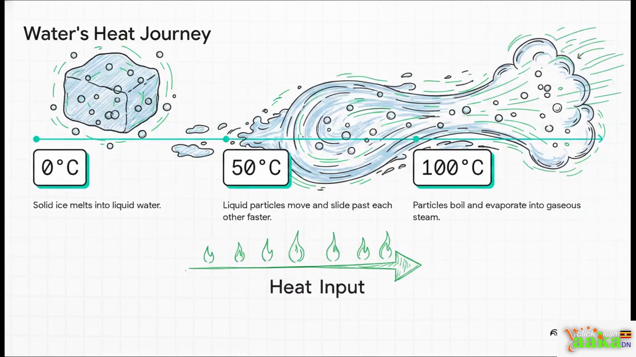We can map this whole journey perfectly using something we see every day: water. Down at 0 degrees Celsius, solid ice gains enough heat to melt into liquid water. As that temperature ramps up to, say, 50 degrees, the liquid particles are just sliding past each other faster and faster. And then, when we hit 100 degrees Celsius, those particles have absorbed so much kinetic energy, they boil and evaporate right into steam. The amount of heat input entirely dictates what state the matter is in.